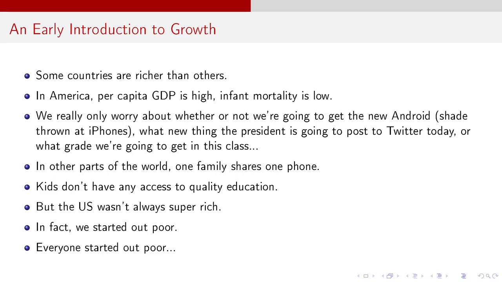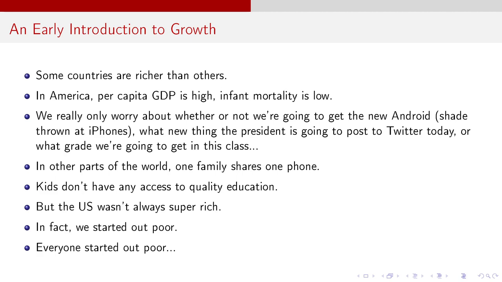Now, in America, per capita GDP is really high and infant mortality is really low. And we really only tend to worry about whether we're going to get the new Android, shade thrown at iPhones, what new thing our current president's going to post to Twitter, some gaffe that he's going to make, or what grade we're going to get in this class. In other parts of the world, though, one family shares one phone. Kids don't have access to quality education, and they can't make fun of their government the way that we do here. A lot of other countries are really poor.